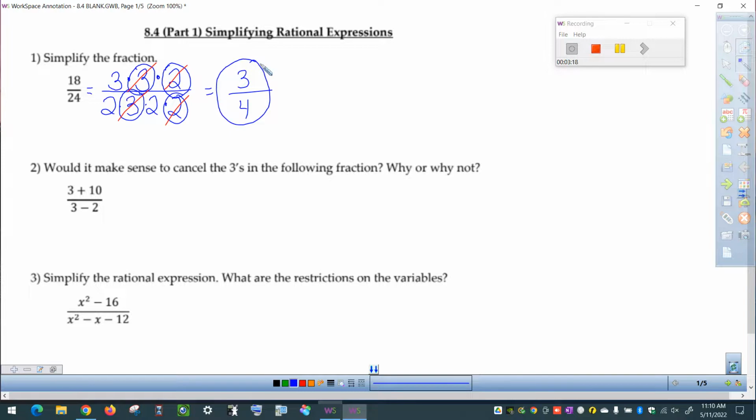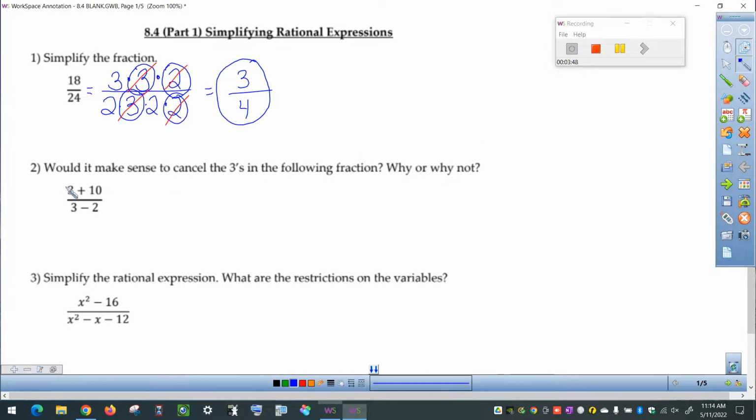So thinking about what we just did here with some canceling in the first problem, I want you to think about question number 2. If you look at this, we have a slightly different fraction set up. Would it make sense to cancel the 3's in this fraction? Why or why not? I want you to take a moment and respond to this in writing on your paper. Let's just think about what would happen in either case.